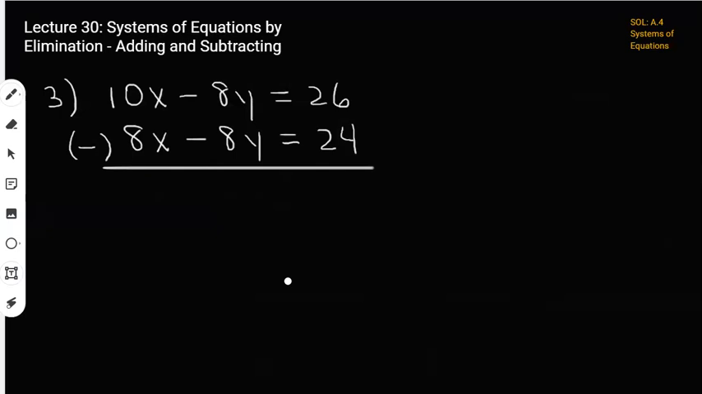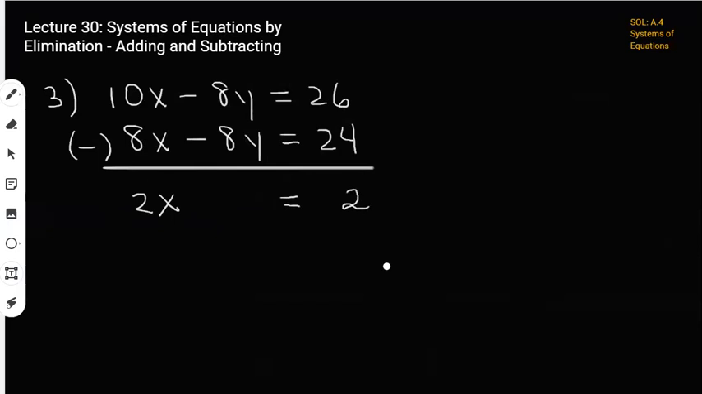Let's do the x terms first. I've got 10x minus 8x. What's that going to give you? That's going to give you 2x. The y's will cancel out. And then on the other side, we need to remember to subtract the regular numbers. 26 minus 24 is 2.